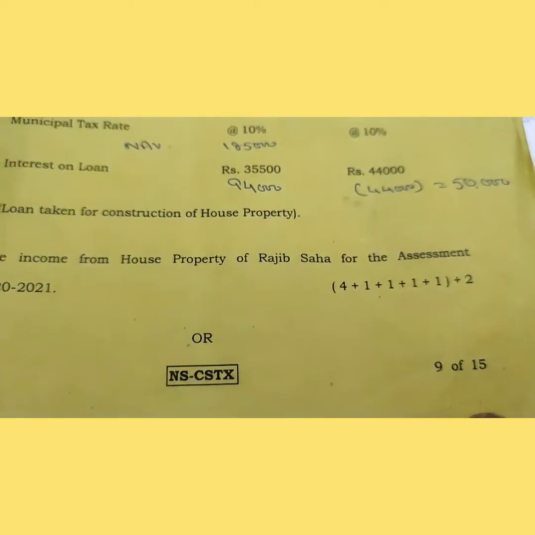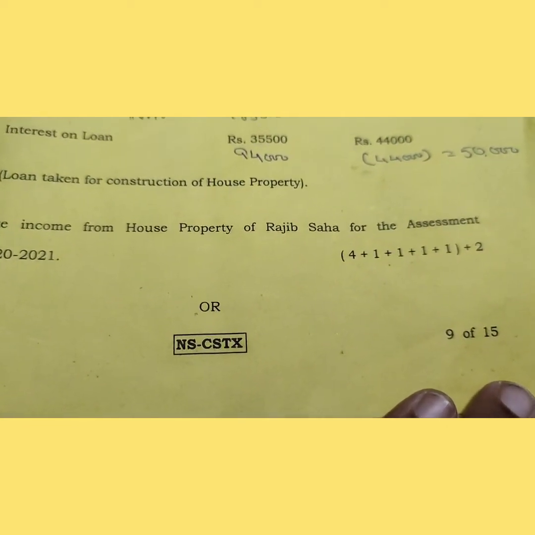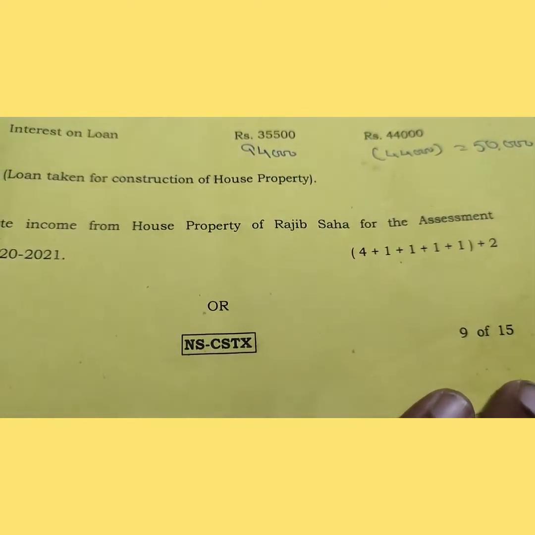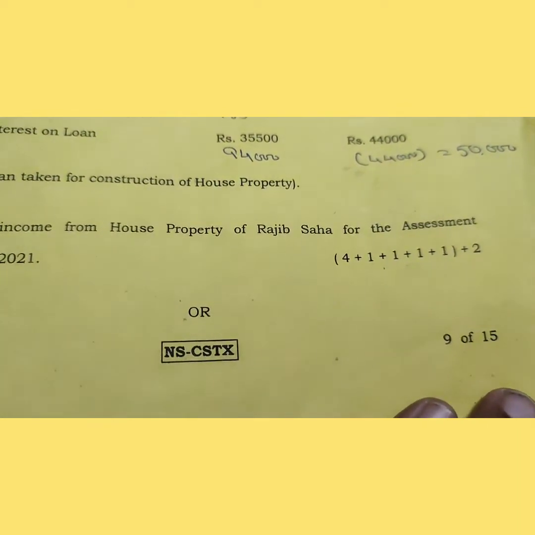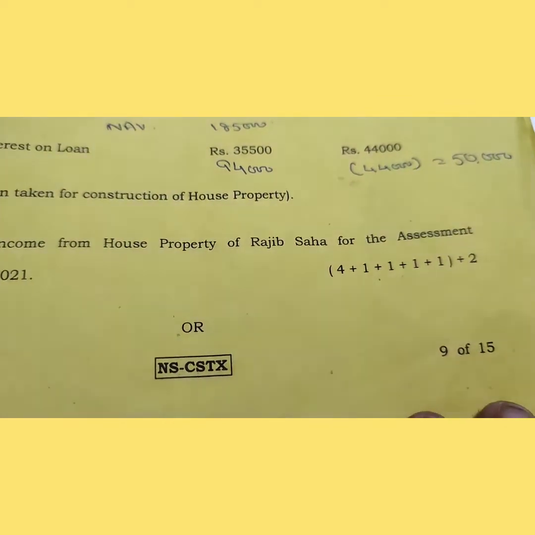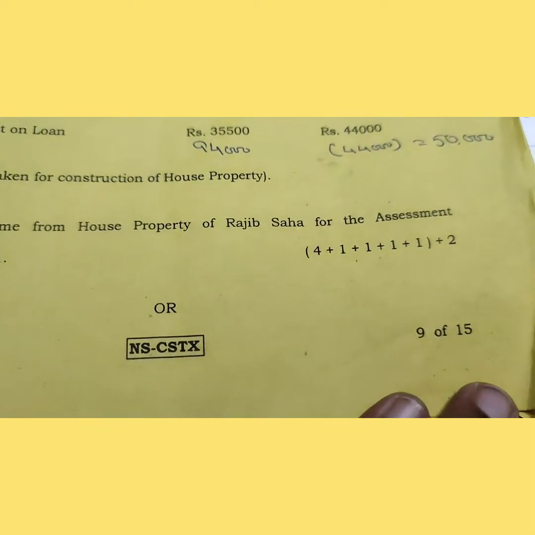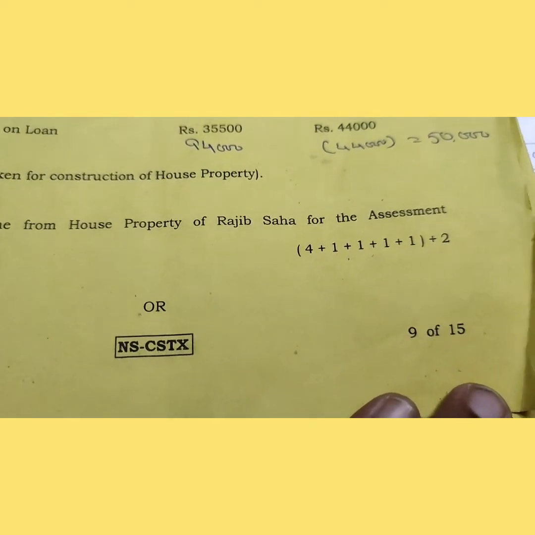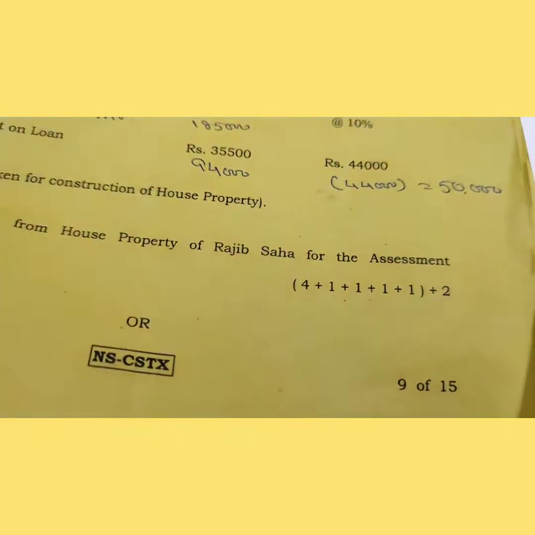Now look here, the marks are separated as 4 plus 1 plus 1 plus 1 plus 1 plus 2. That means up to 4 marks is for the gross annual value. Next 1 mark is for net annual value or municipal tax. Next 1 and 1 are for standard deduction and interest on loan. And the last 1 is income from the first house. The plus 2 is given for the second house, that is for annual value, interest on loan and income from that house. Now how to do this sum, we will check that.